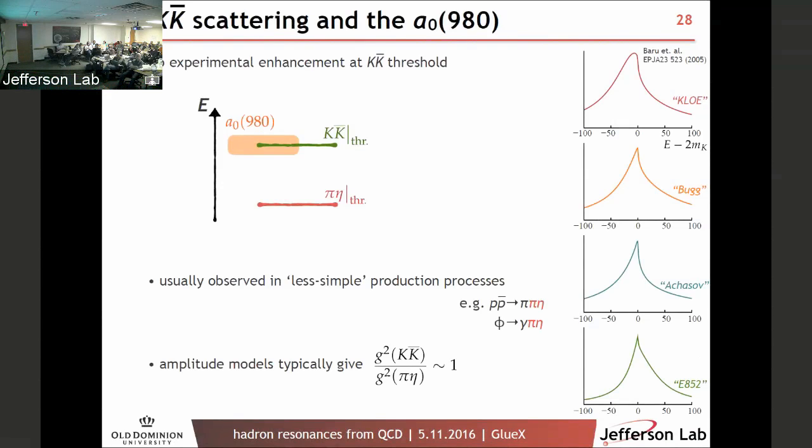So I present this as an illustration of somewhere where in experiment you have a strongly coupled channel system. You have two channels which are strongly coupled together and a resonance is present. So this is a challenge for the QCD calculations. Right? Can we duplicate such an observation? Can we see something comparable to this?